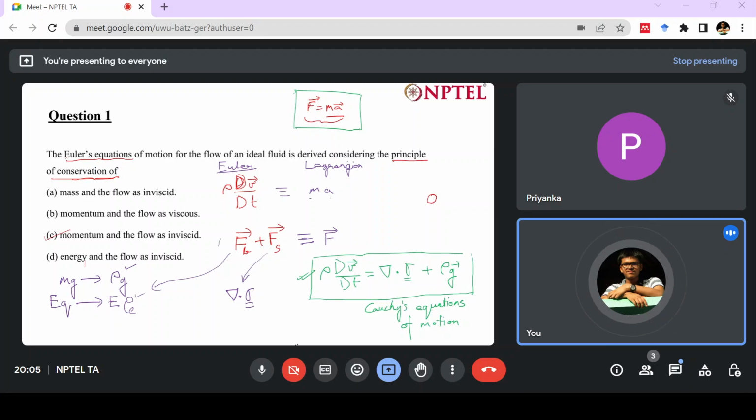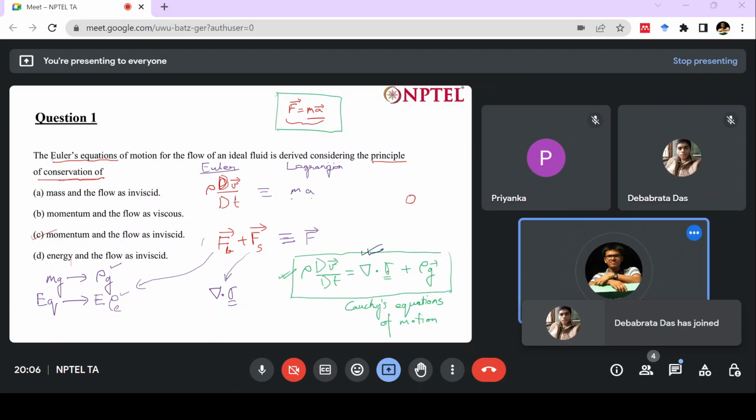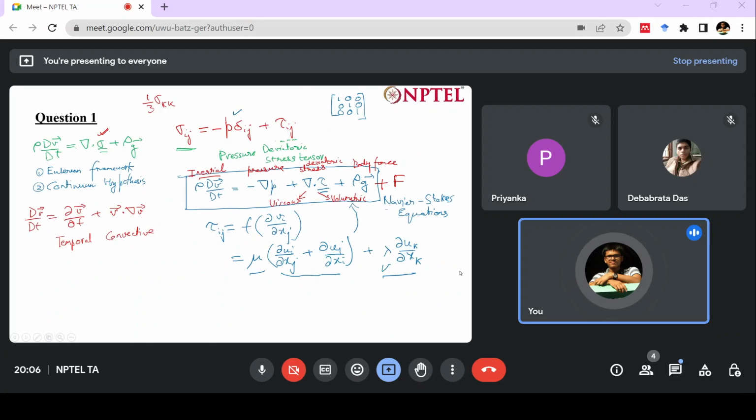What about surface forces? Surface forces, as we have studied so far, are accounted for by the stresses or the traction forces that are acting. Traction forces are represented by grad dot sigma, where sigma is the total stress. So now we can write Newton's second law in this form in our Eulerian framework.